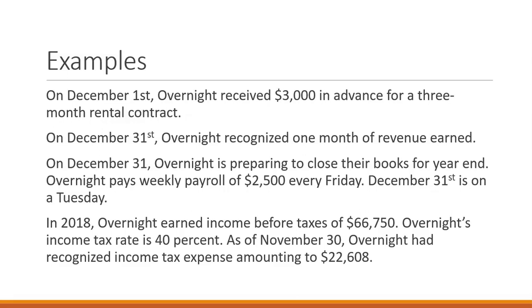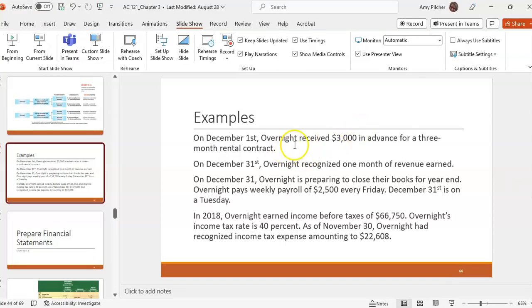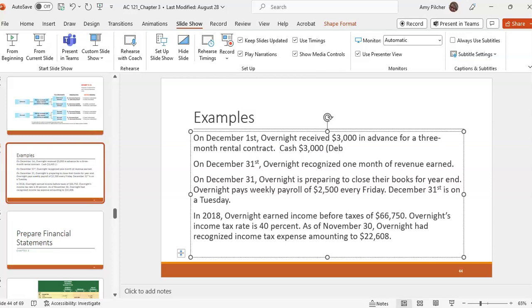So on December 1st, we received $3,000 in advance for a 3-month rental contract. Okay, so let's record these journal entries. So we received cash of $3,000, and that would be our debit. And then we have unearned revenue of 3,000, and that's the credit. I'm just going to use the abbreviation so it fits on one page.